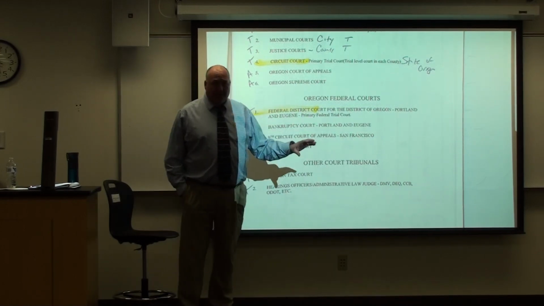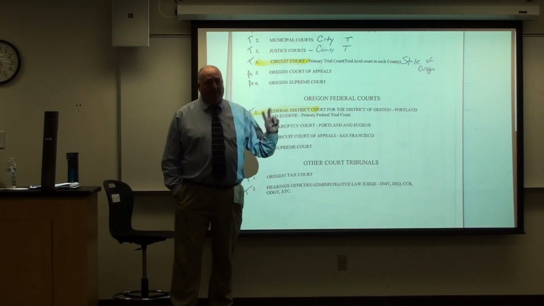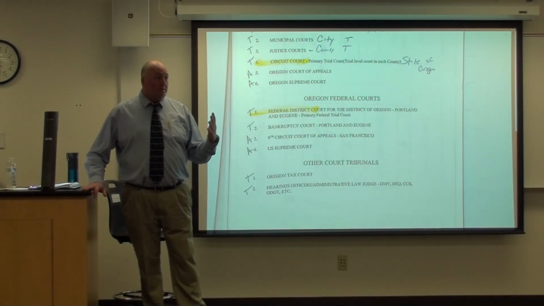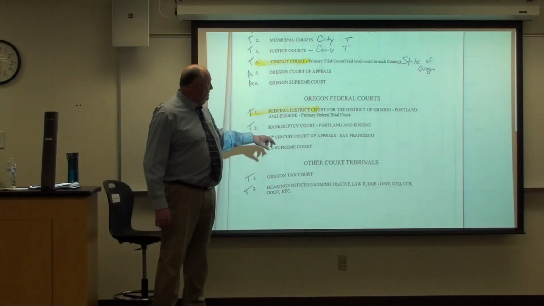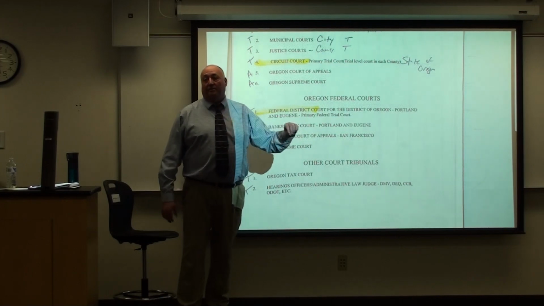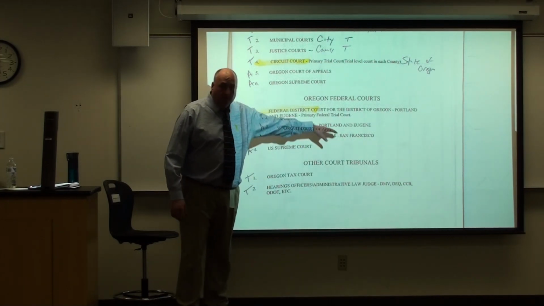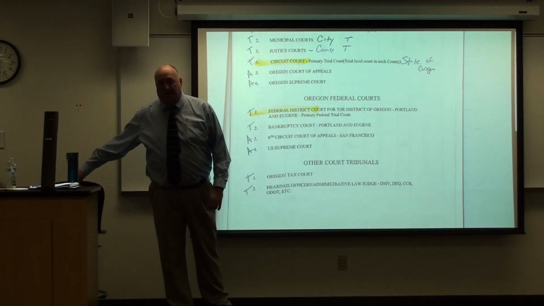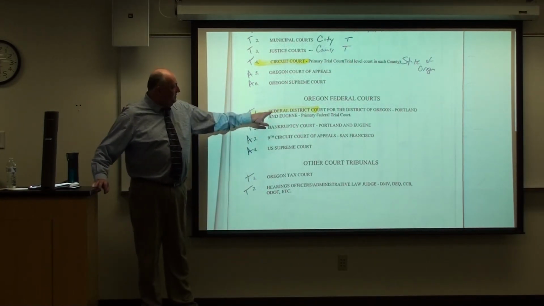Some states have more than one district, like Washington has two, the Western and Eastern District. California has 4 districts because of population. So I just want you to know the name of the primary trial court in the federal system is the Federal District Court. Bankruptcy court is also a trial court where you produce evidence. That is an offshoot of the district court.